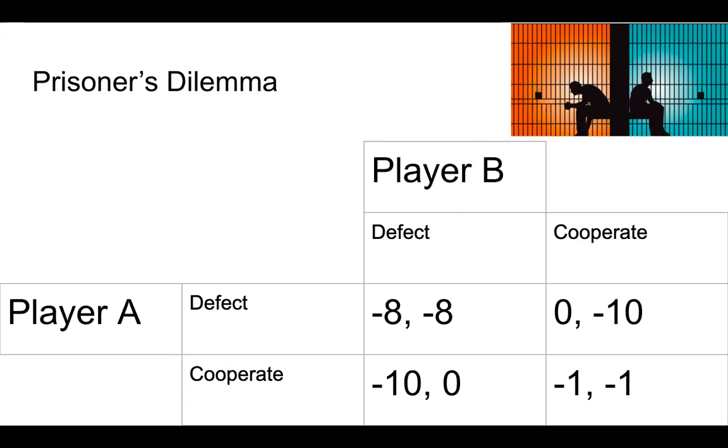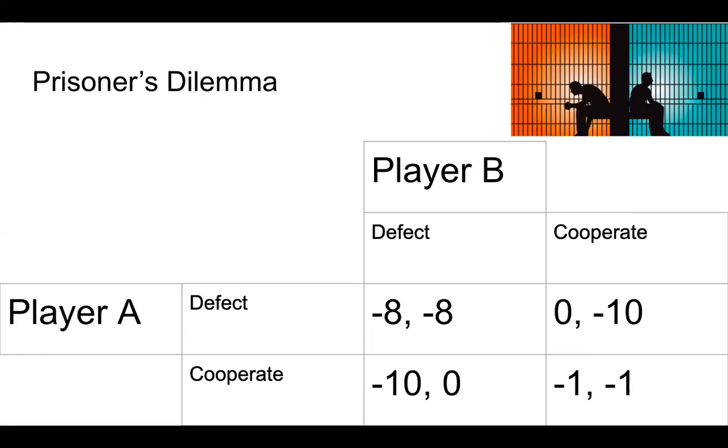This one has a long backstory, and because we're running out of time, I'm going to go through it super fast. There are two suspects, captured by the police and put in separate rooms, so they can't communicate with each other. They're in isolated cells, and to each prisoner the police say this.